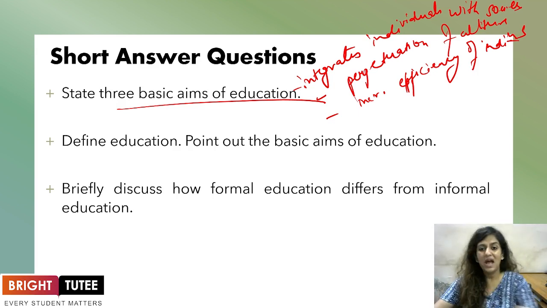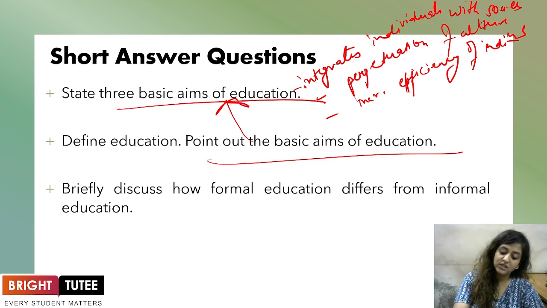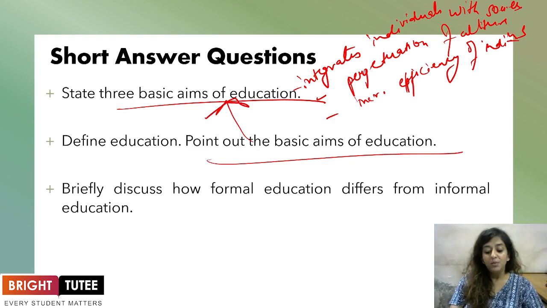Define education. We have just talked about the definition of the education system, and the basic aims of education are what we have discussed right now. Briefly discuss how formal education is different from informal education. You will mention the formal setup here, in terms of schooling.